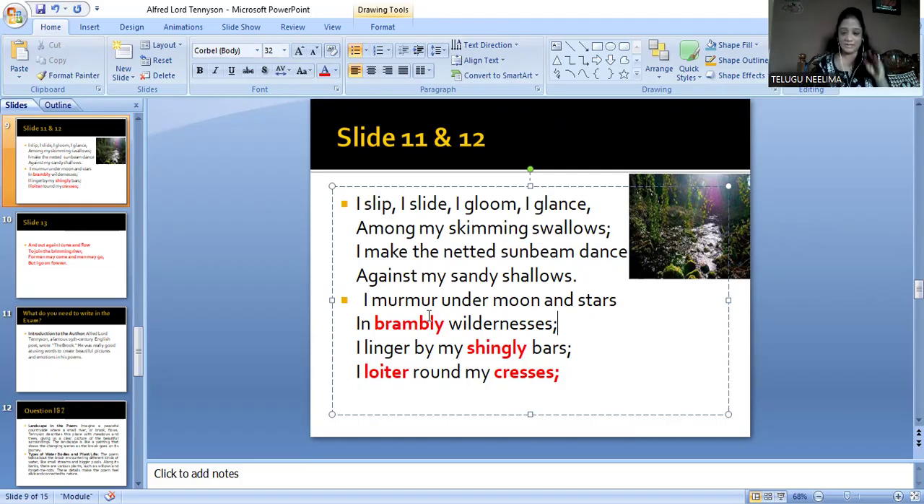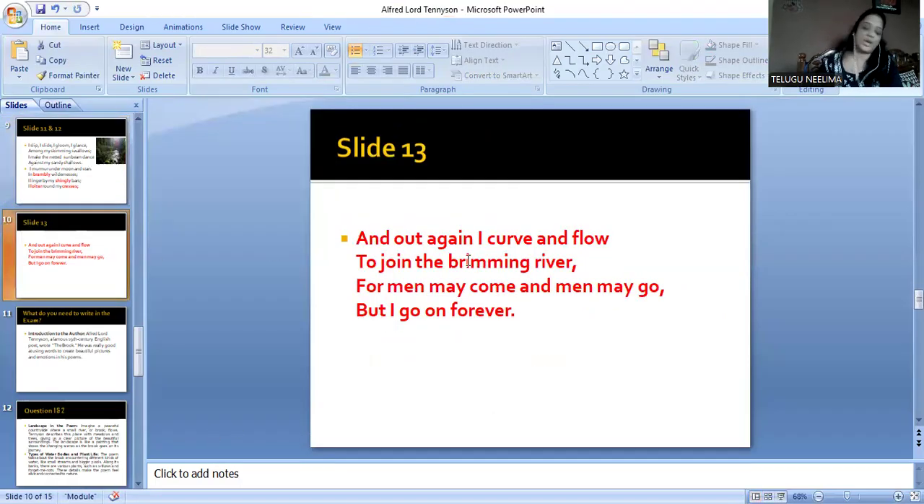So it is telling that under the moon, I murmur, which means I make less sound. Brambly wilderness means a harsh, thorny growth, and I linger by shingly bars. I loiter around my cresses. So these are all the places that it is trying to talk about. And stanza 13 is again talking about how it wants to reach its destination. Men may come and men may go, but I go on forever.